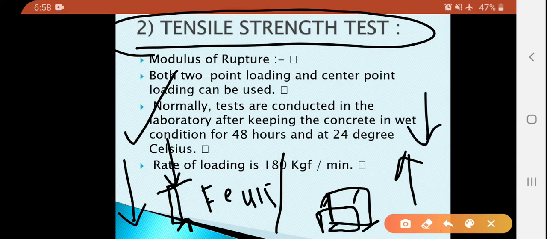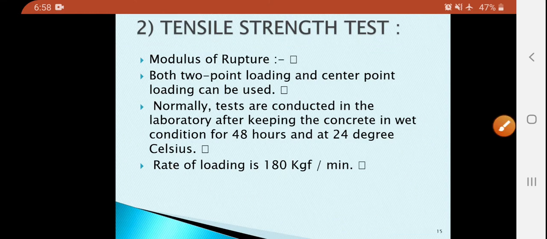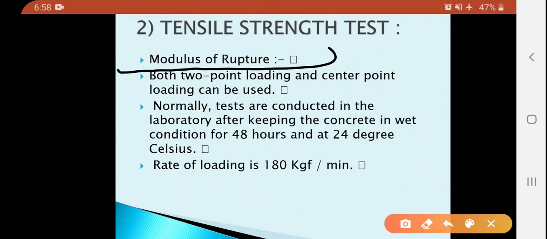Vice versa. For concrete, compression strength will be more. For concrete, tensile strength will be less. Similarly, for steel, compression strength will be less. When it is subjected to tension, automatically the strength will be more. So the first one is the modulus of rupture. In this test, we are calculating the modulus of rupture. Both two point loading and center loading can be used.